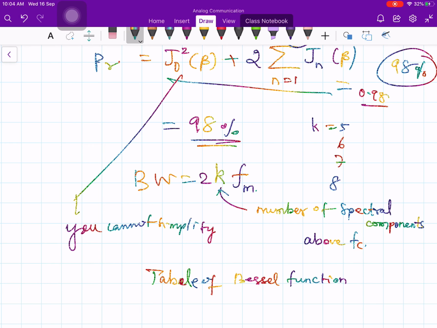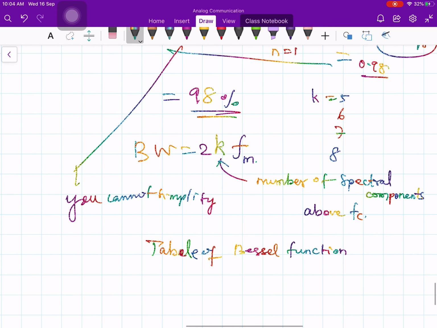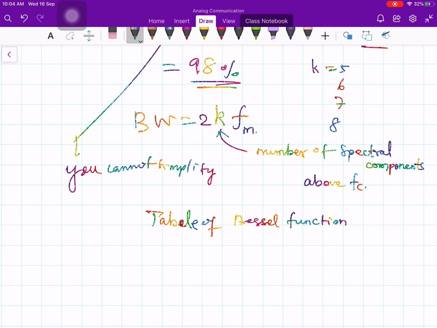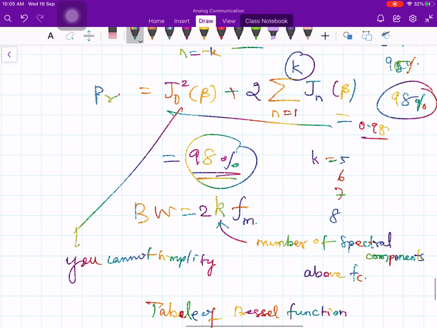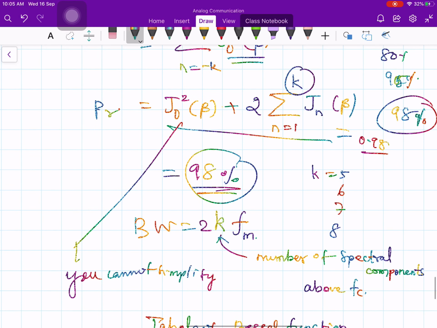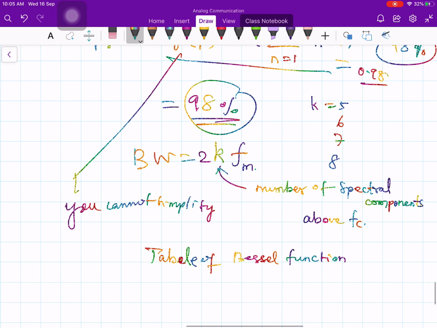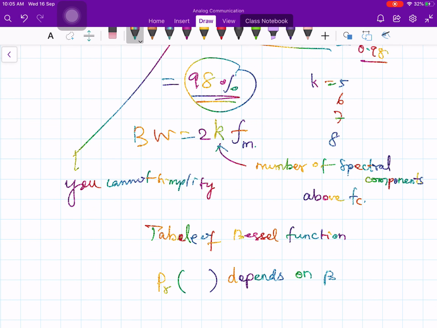A very interesting fact comes to light: if you choose PR to be greater than 0.98, the value of k that you need is determined by the quantification value, how much you want, 0.98 or 0.95 or 90%, like that. Therefore this ratio PR becomes 0.98 and depends on the value of beta. So the interesting fact is this power ratio depends on beta and k.